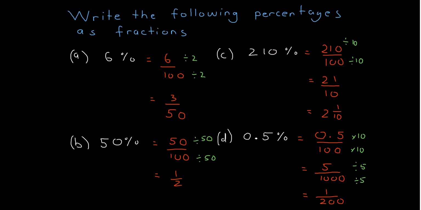210%, which is 210 out of 100. That simplifies to 21 out of 10. You can see I'm dividing it by 10 there. Or 2 1/10 if you want a mixed numeral.